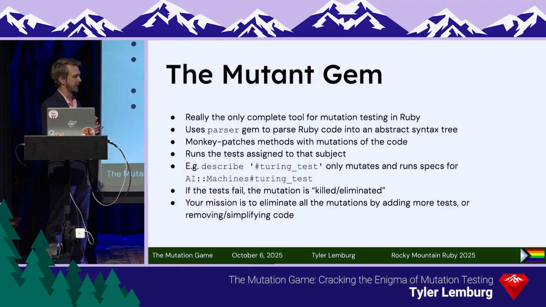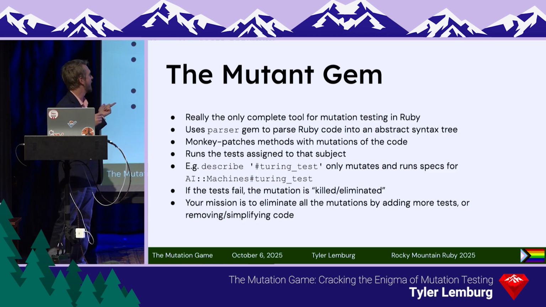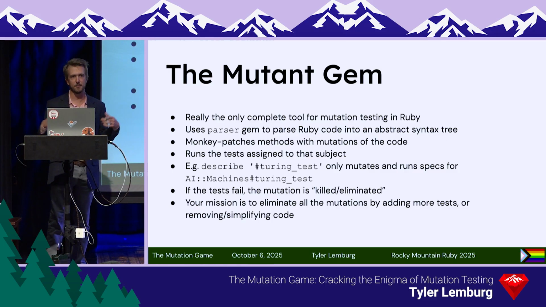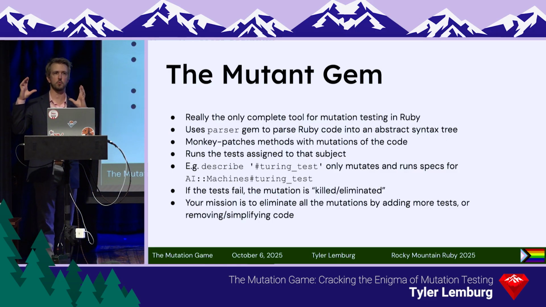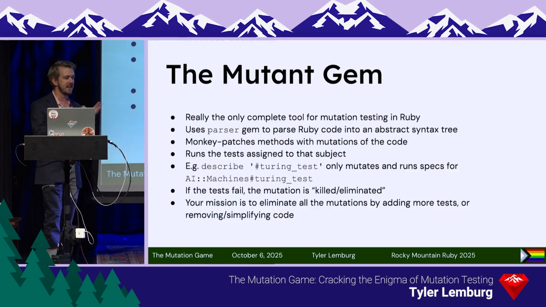This is a gem that's been around, I think, for almost 10 years now. It uses the parser gem on the back end to parse the Ruby code into an abstract syntax tree. That's how it knows what your code is doing and how to break it down and mutate the various different parts of it. So then it's going to go through and monkey patch all of your methods with mutations of that code. So it's found all these mutations like the .fetch in the abstract syntax tree and is rewriting your code and then running tests against it.